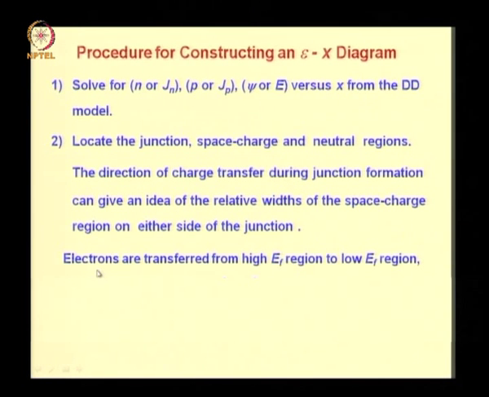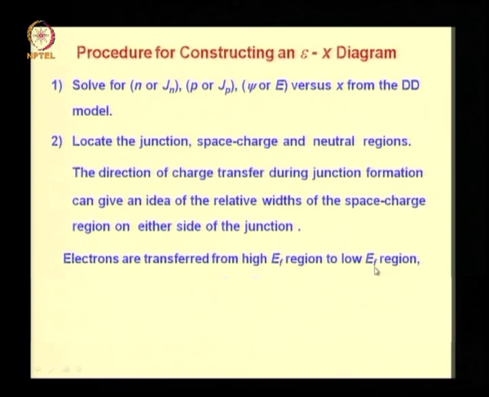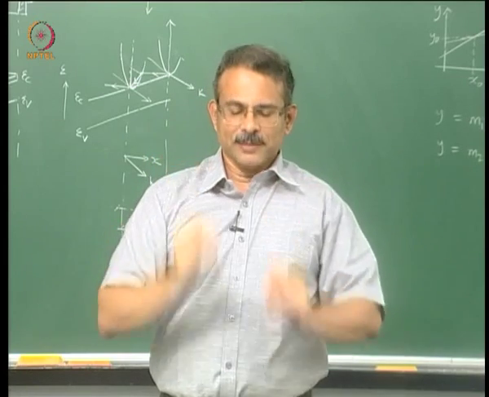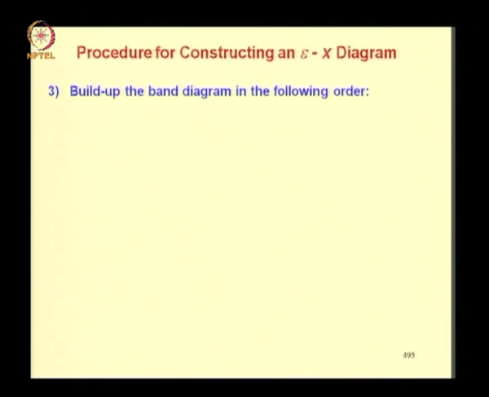And how does the charge transfer occur? Electrons are transferred from high EF region to low EF region. So you draw the band diagram with the two materials separated and see the relative values of EF. After that, you can build up the band diagram in the following order.